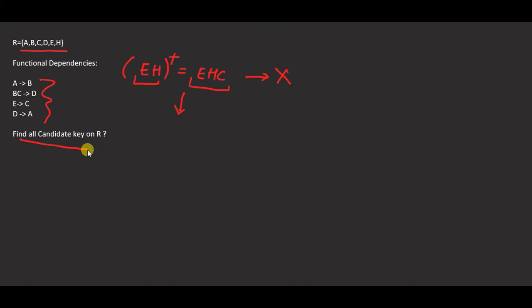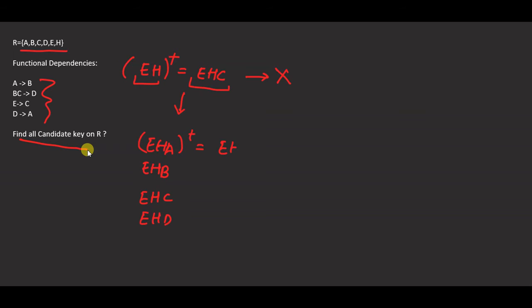Now move to some other. EH would be common. Now add any other attribute. So you can add A, B, C, D. There are such possible combinations: EHA, EHB, EHC, EHD. So these are the possibilities. Let's take the closure of all these.